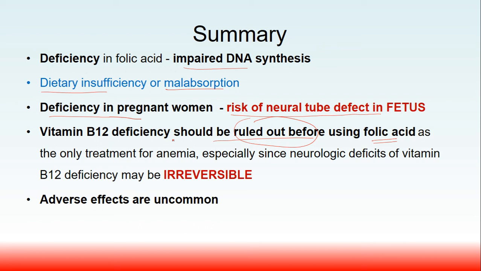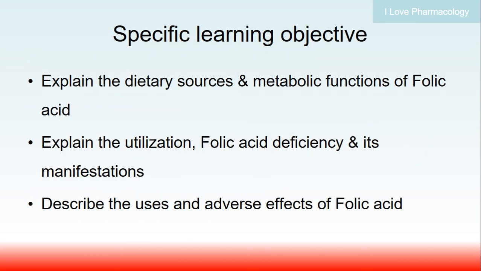Vitamin B12 deficiency should be ruled out before using folic acid as the only treatment for anemia, especially since the neurological deficits of vitamin B12 deficiency may be irreversible. If you use folic acid alone, it can lead to neurological defects which are irreversible in nature. Adverse effects with respect to folic acid are uncommon or very minimal.